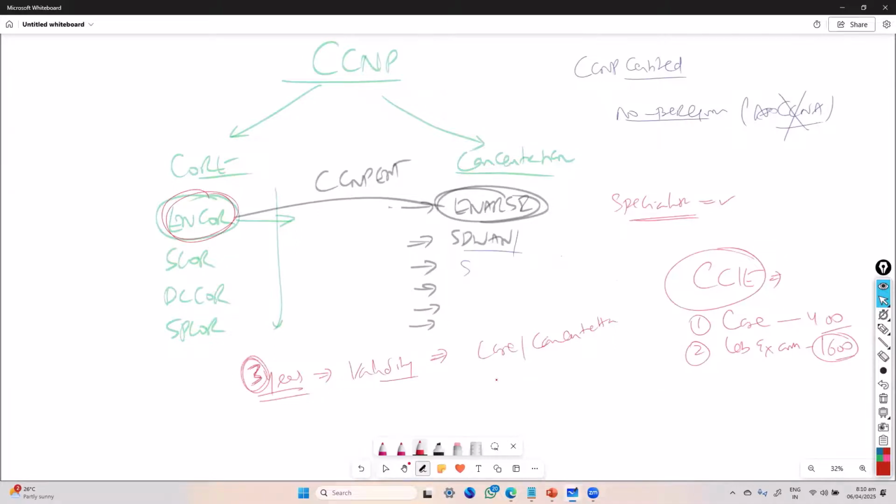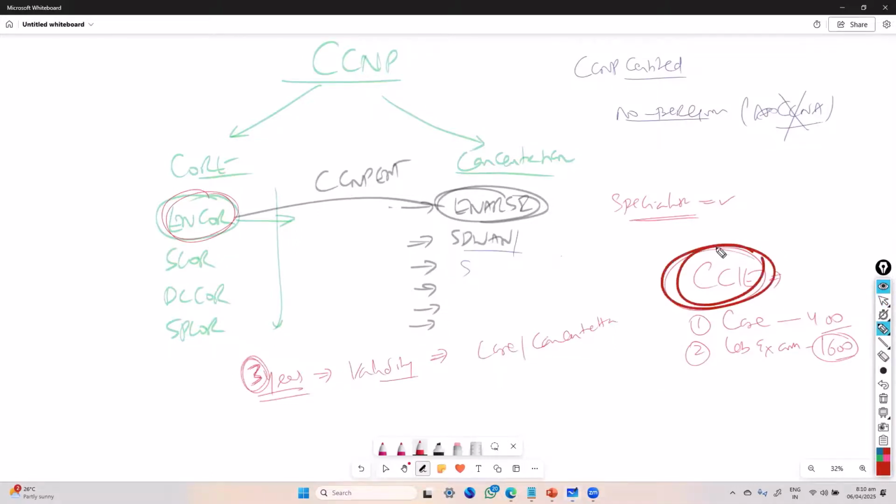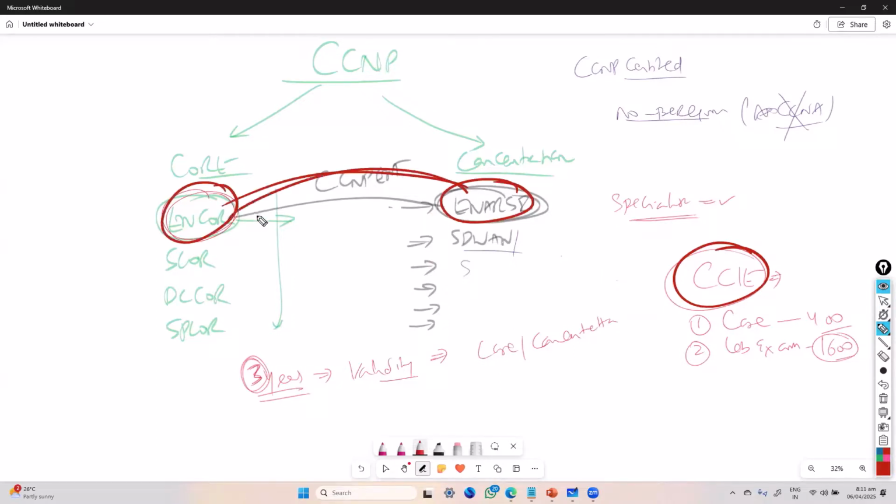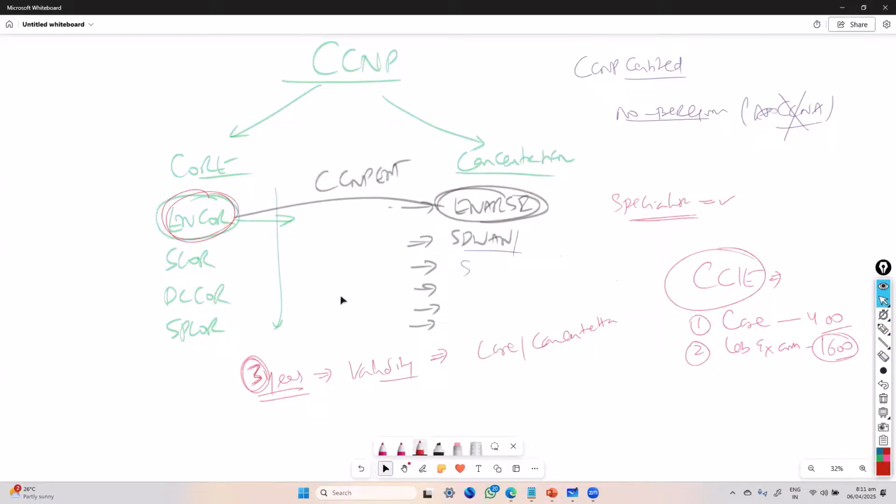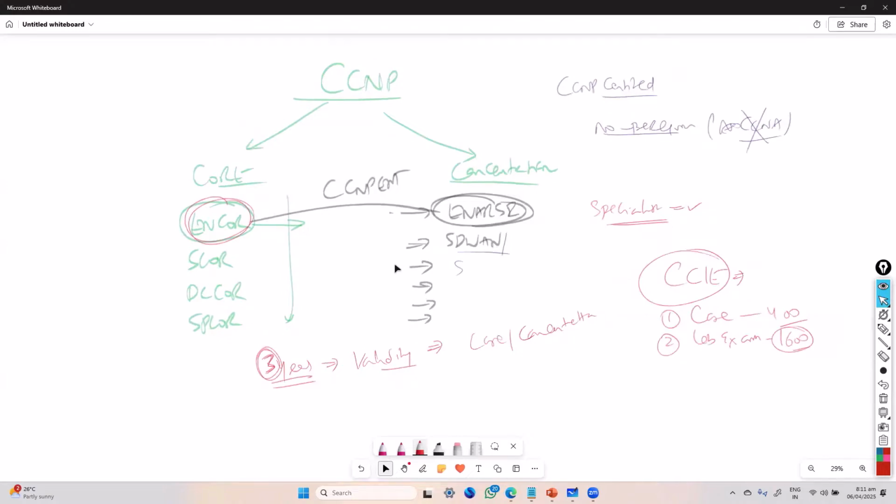But if you are a CCIE, then you need to renew your certification by passing one core exam and one concentration exam, or three concentration exams, or any other core exams also you can write. So it depends. Every 3 years, to renew, I have to pass these two exams or any equivalent exams from any other track. That's something about the renewal options.